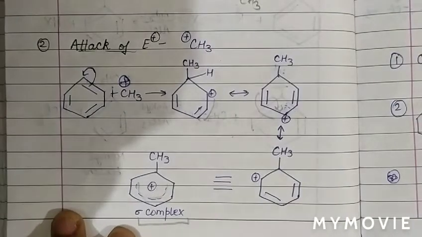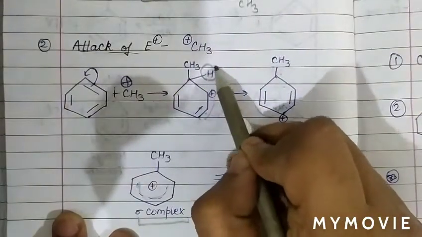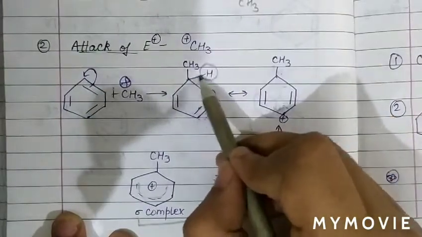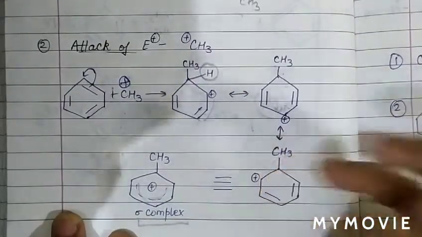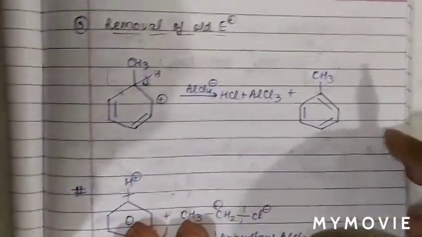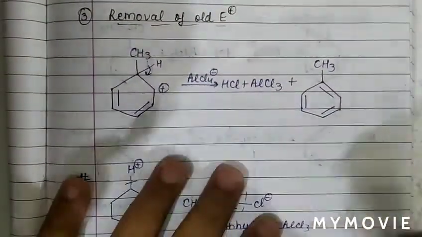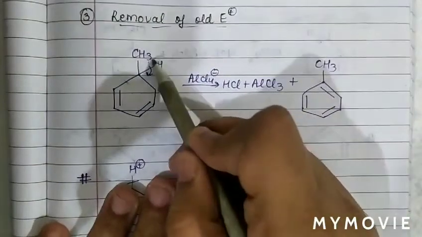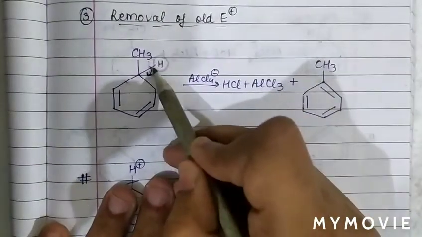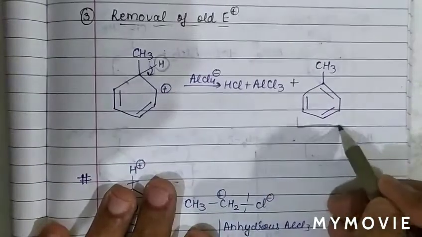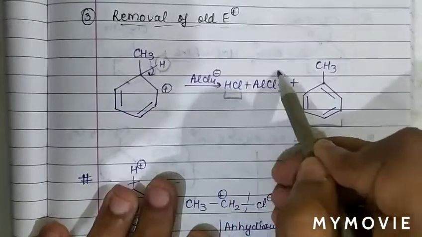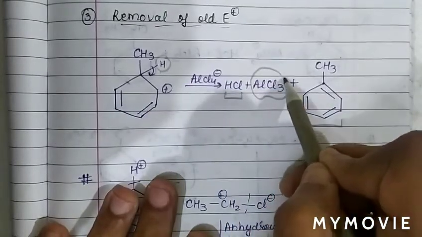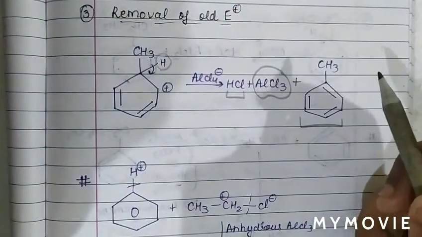Now the final step is the removal of old electrophile. So this H will be removed and this electron pair will shift in between these two atoms. So this hydrogen is again regenerated. The final step is removal of old electrophile. As we can see, this old electrophile will be removed and this electron pair shifts in between these two. So there is formation of toluene. Now this H plus combines with Cl minus to form HCl, and the Friedel-Crafts catalyst anhydrous AlCl3 is regenerated.